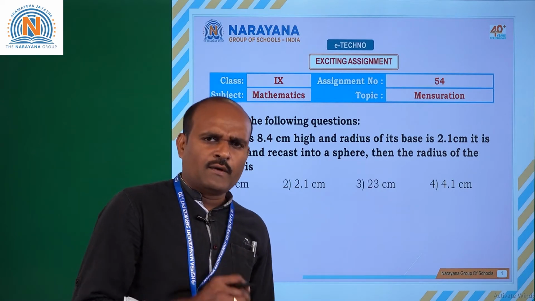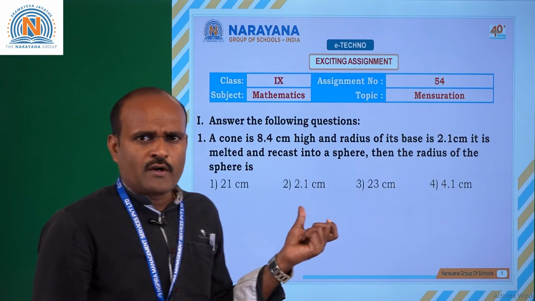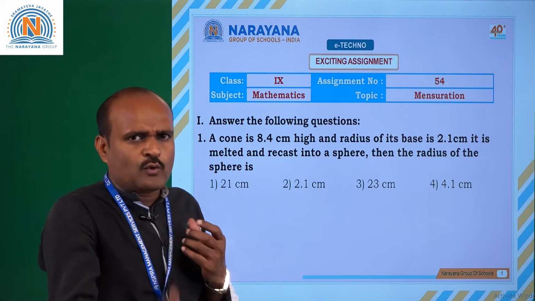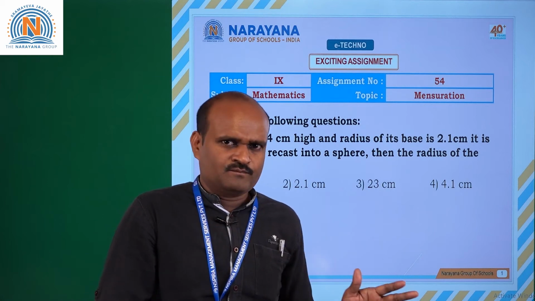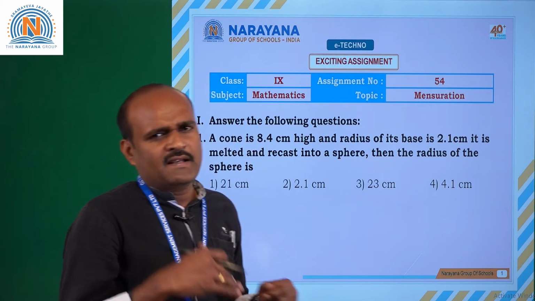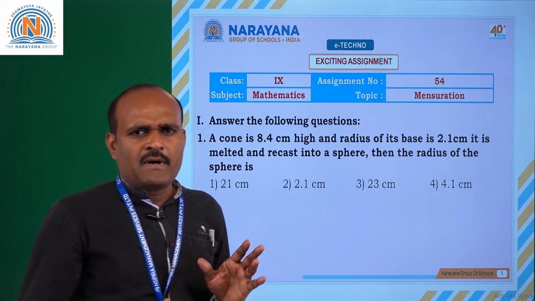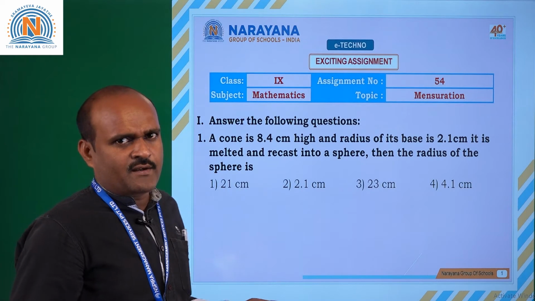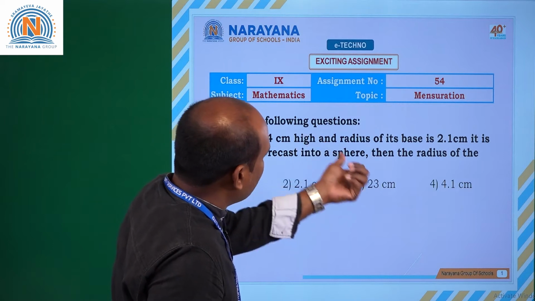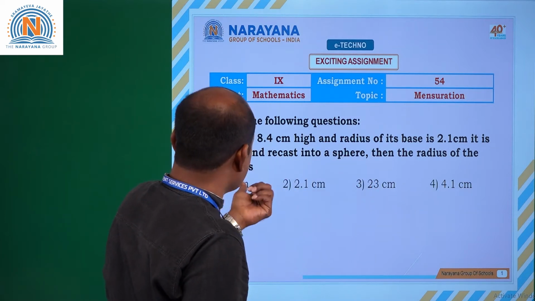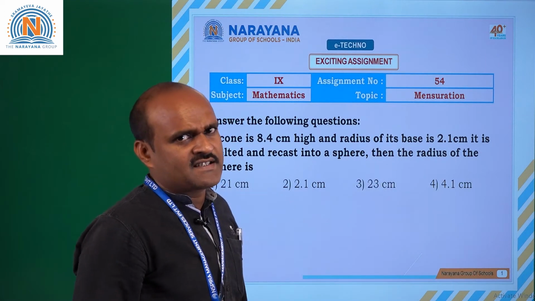Here one thing you remember. Every solid can be melted and recast into another solid, means always the volume is same, volume is constant. Maybe length will change or sometimes radius or breadth, anything change, but volume never changes, right? Volume is always same. So if I take cone, the volume of the cone is equal to the volume of the sphere it is recast into, right?